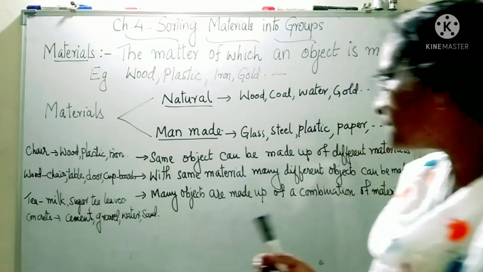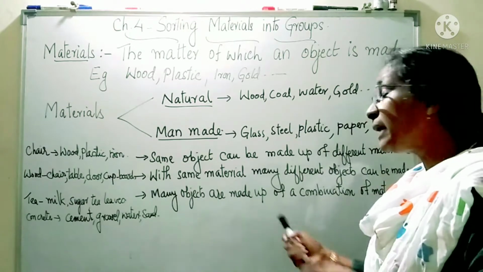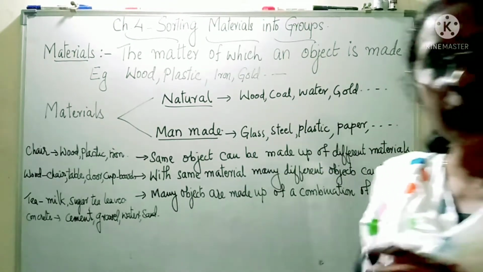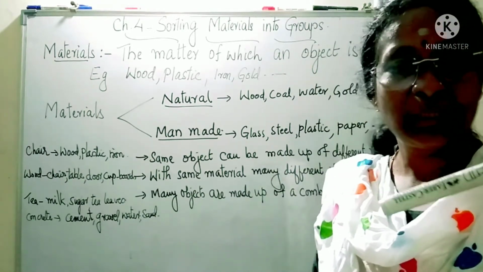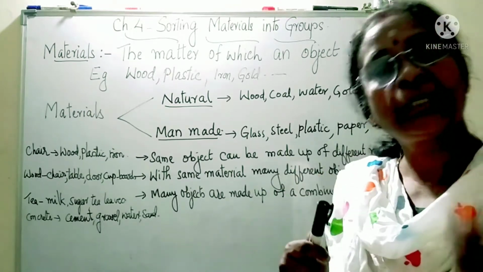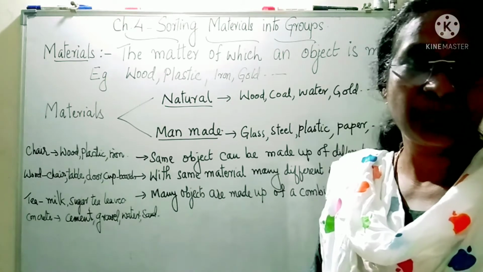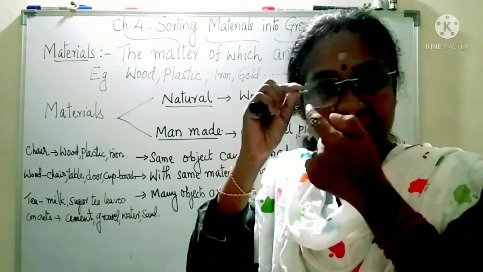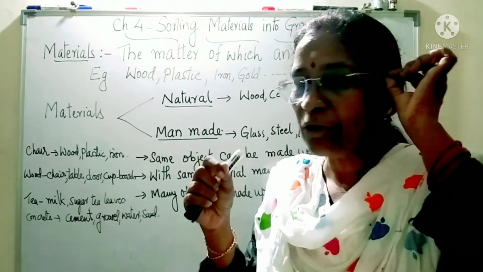The next fact is that many objects are made up of a combination of things. If you see this pen, it is not only made up of plastic. Inside there is a sponge and then we pour ink in it. So minimum three things are used. Similarly, you see this spectacle, here it is glass, here we have some plastic, and here it is metal.